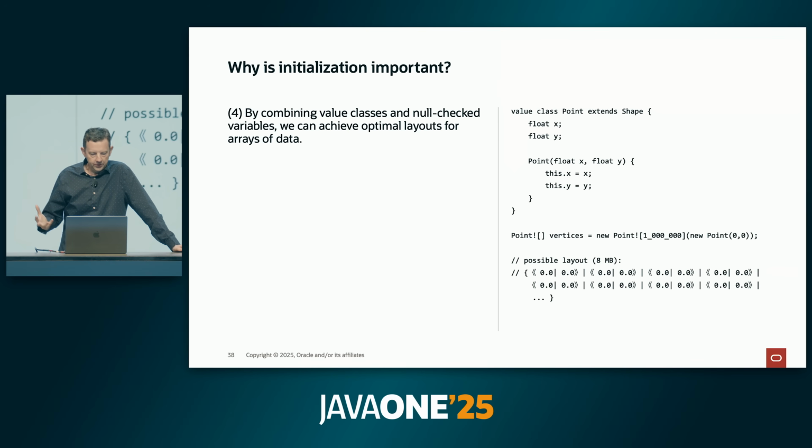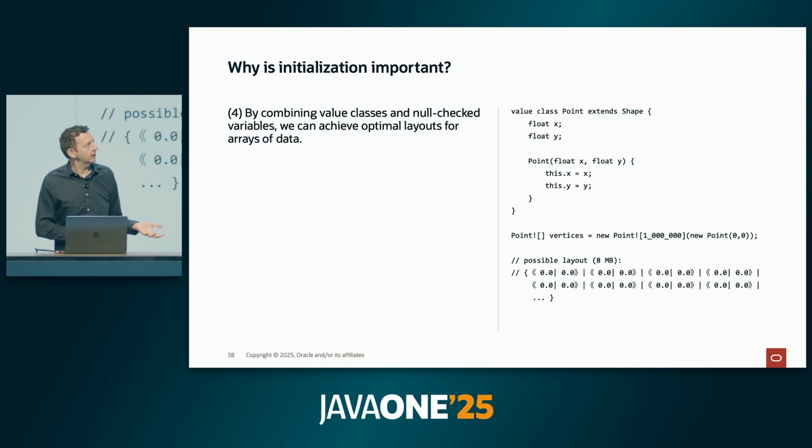And fourth thing, when we combine these two features, value classes that can be freely copied around and re-encoded with null-checked variables that can't store null, that enables the VM to compress the storage into kind of its minimal footprint.